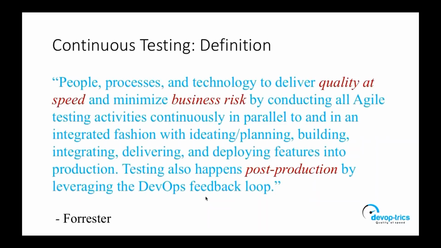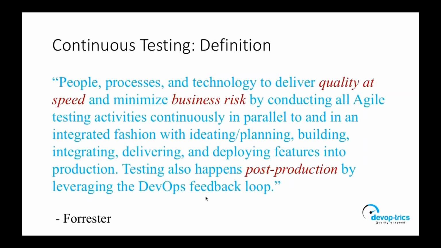Just to explain how people are defining continuous testing, I took a definition from Forrester here. Forrester defines continuous testing as people, processes, and technology to deliver quality at speed. Quality at speed is extremely important, and while we are achieving that, the whole process must mitigate the business risks. Risk management and risk mitigation are very important. We'll discuss this point a little later.